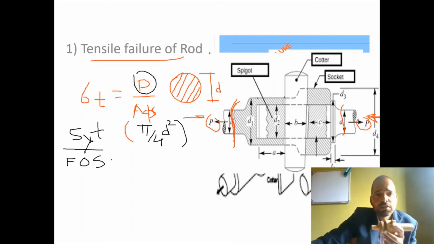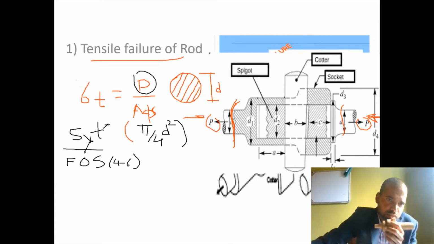The selection of factor of safety we are also going to discuss in the upcoming series of lectures. So let's assume the factor of safety is selected between 4 to 6. SYT depends on the material. Now what does SYT mean? SYT is the yield strength in tension.